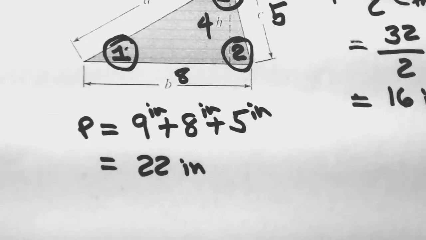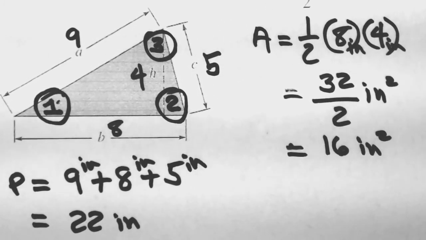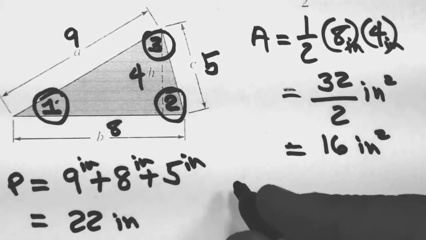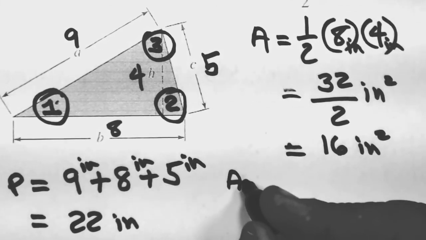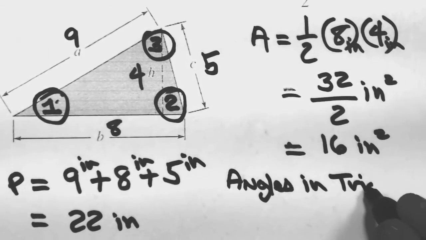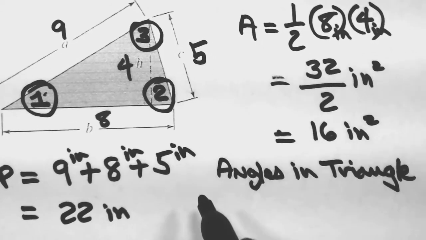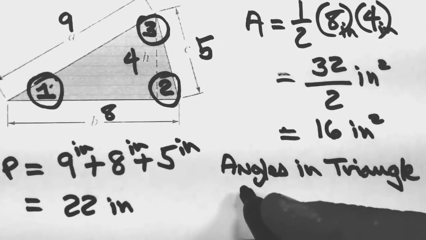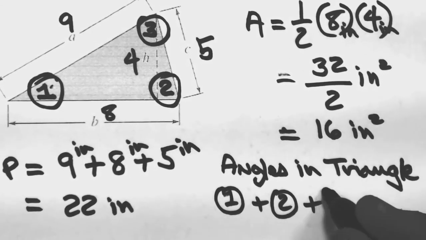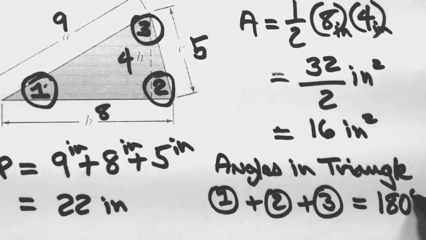Here's another relationship that you need to be familiar with, and that is if you add up all of these three angles for any triangle, no matter what shape it is, the angles in a triangle, and there of course are three of them, they always sum up to 180. So if I just use the numbers that I've got here, angle 1 plus angle 2 plus angle 3, the thing you have to remember is that this equals 180 degrees.